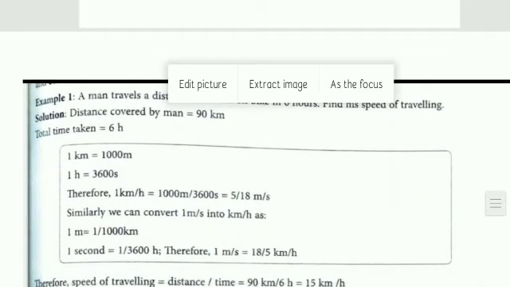This is the same formula. 1 kilometer is equal to 1000 meter. 1 hour is equal to 3600 seconds. Therefore, 1 kilometer per hour is equal to 1000 meter divided by 3600 second, which is equal to 5 by 18 meter per second.